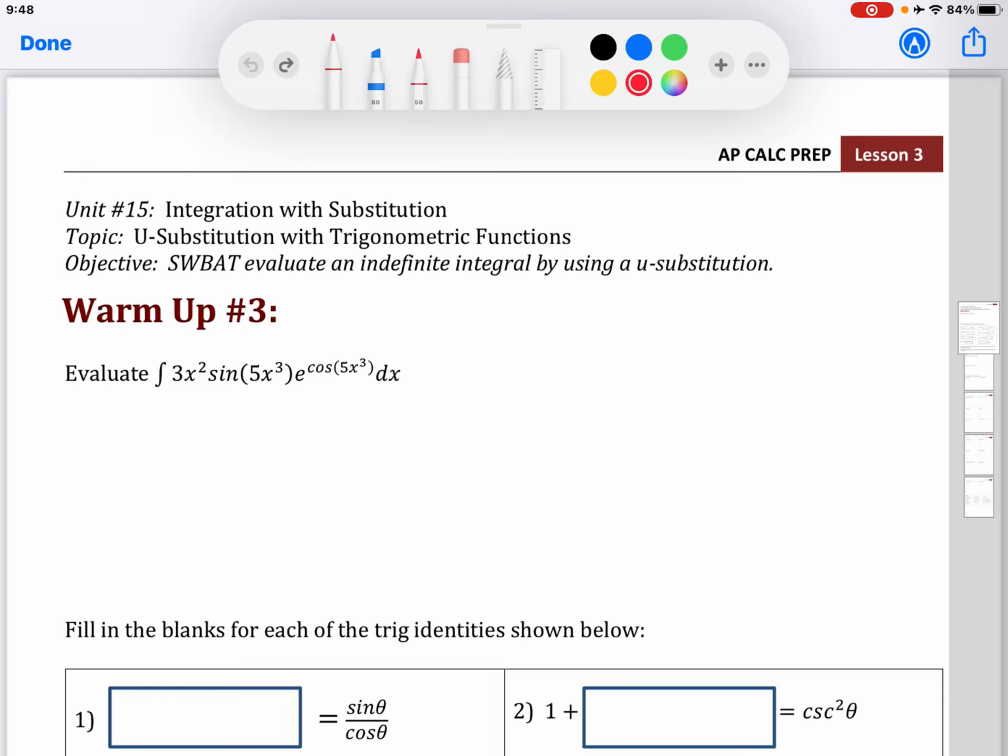Hey guys, welcome to lesson 3. Our topic today is use substitution with trigonometric functions. So let's get started with the warm-up.